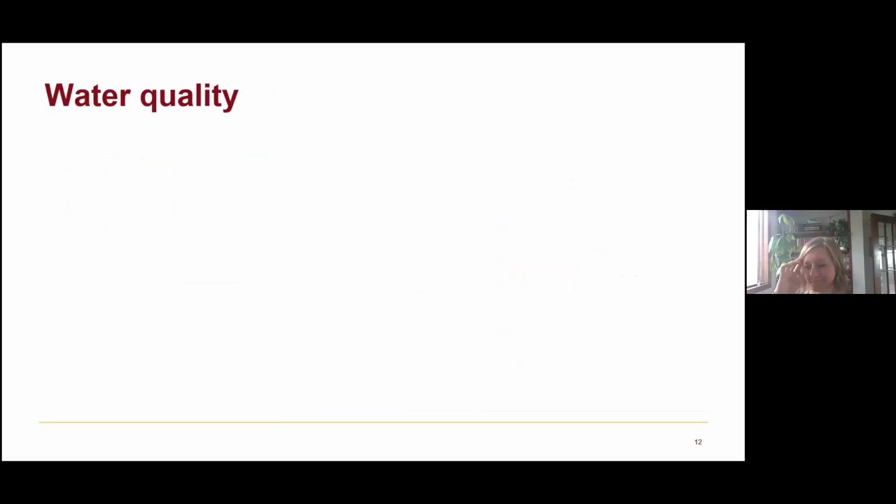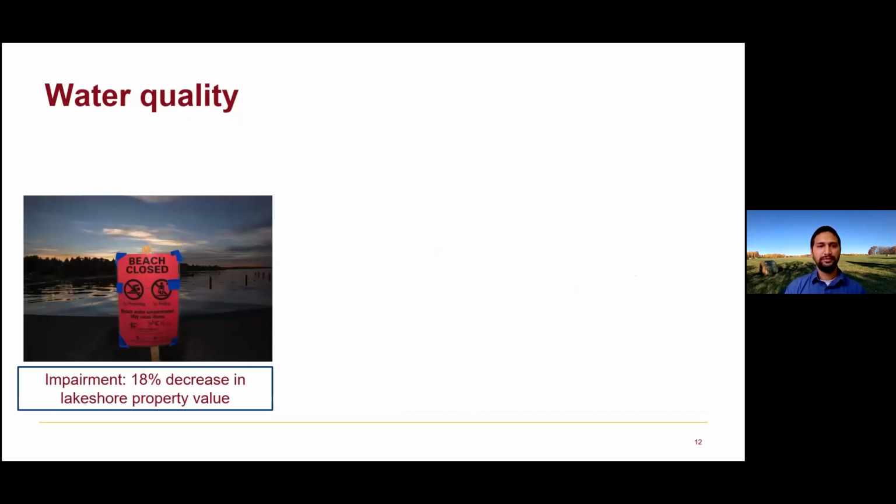Another project that I'm involved in, we call it water quality and impairment valuation. Here we are looking into how much we value water quality when it is impaired. For example, you went to a beach and you see the beach is closed due to some type of impairment in the lake water. How do you feel? What will be your reaction? If you want to buy a house by the beach, do you feel good?